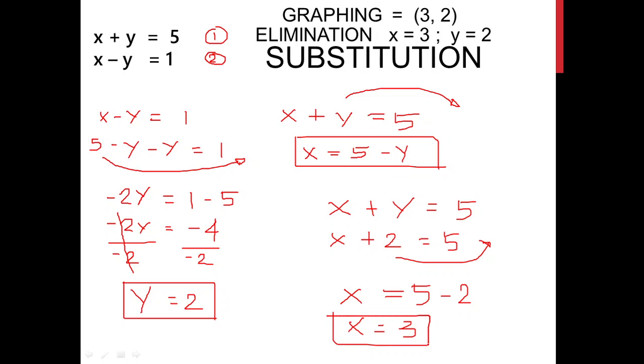So there you go. That is the substitution method. It yields the same value as the graphing and elimination methods. So the solution for this system of equations is x is equal to 3, y is equal to 2.